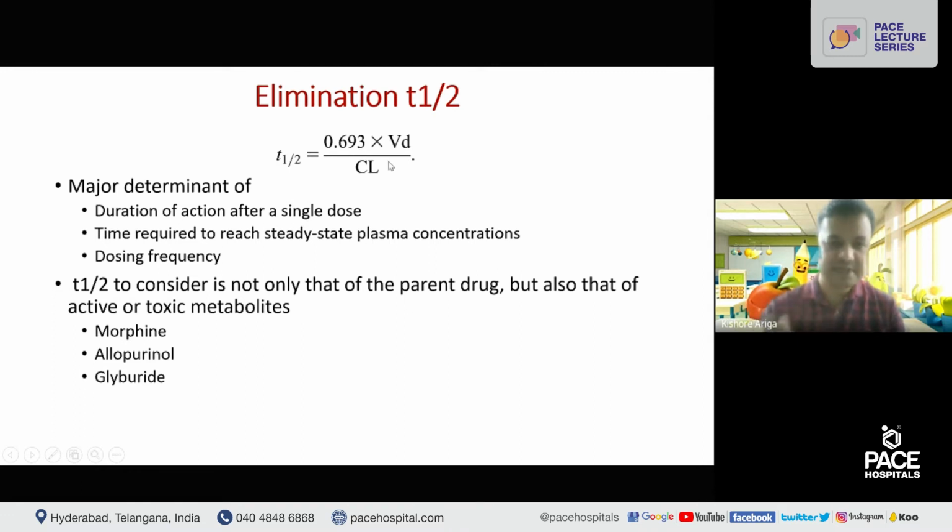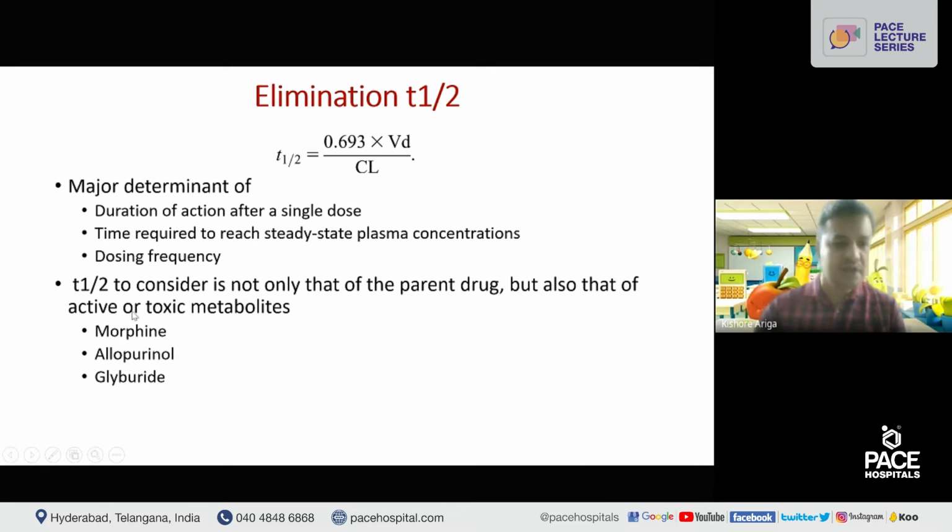So concentrate in the next few slides. These are a little more complicated. According to this formula, if the clearance decreases, for example, if the clearance halves, the T-half will double. If the volume of distribution doubles, even then the T-half will double.